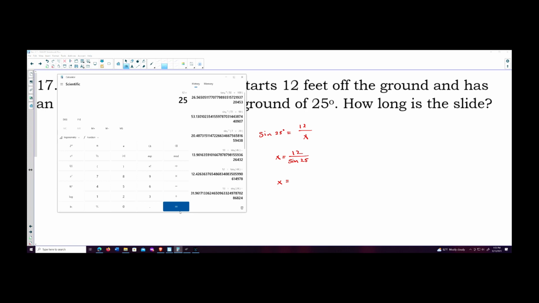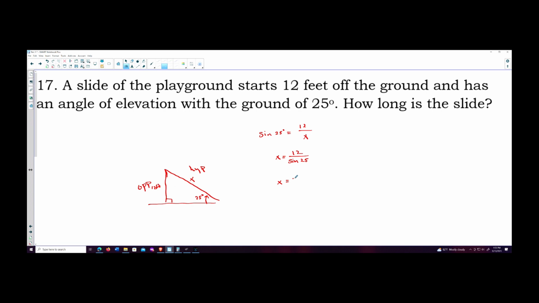Let's see here. That's about 28.4. It's about 28.4 feet, right? Because we're talking about feet. So that would be my answer. That's the length of the slide.